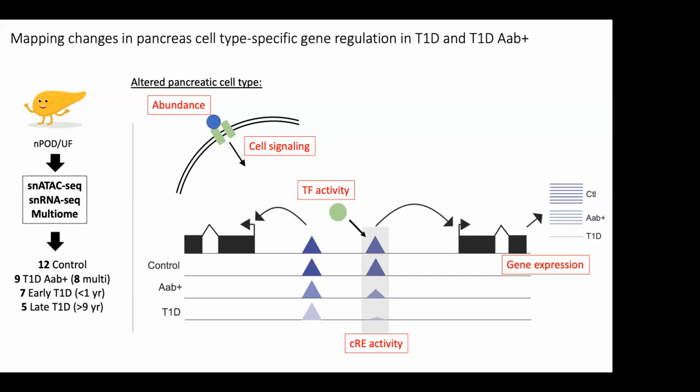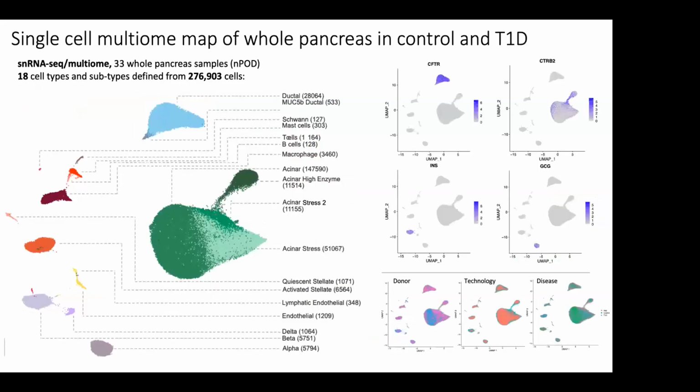And so I'll show you some examples of how we've been able to chart changes in disease, mostly in beta cells, but there's other cell types that we have some insights into as well. So this is showing you first the clustering of all the RNA-seq data that we generated from these samples. So this is 33 NPOD samples in total, whole pancreas, frozen tissue. From these samples, we identified 18 cell types and in some cases subtypes of cell types from about 275,000 cells.